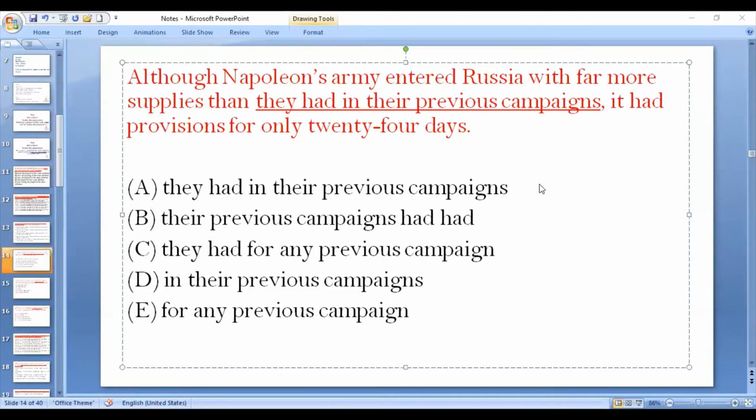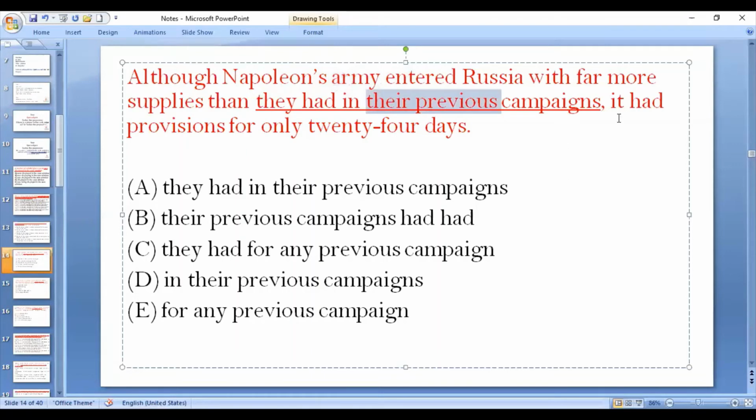So, Mehak, let us talk about "they", right? What is the meaning of "they" here? Which noun do you want the pronoun to replace? They will replace "they" in, and for. It is army. Who had? Army had. Army entered Russia with far more supplies than the army had in its previous campaign.